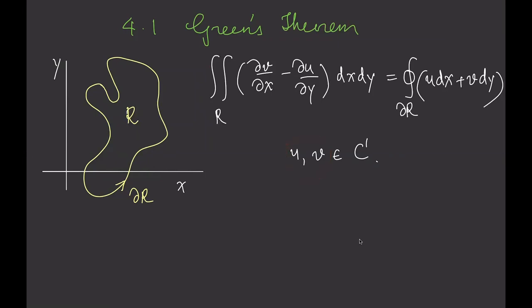So u and v are both functions in R2, so functions of x and y each, and they need to be of class C1. That means that the first derivative has to be continuous. So continuously differentiable functions u and v, and if so, we have this statement over here.